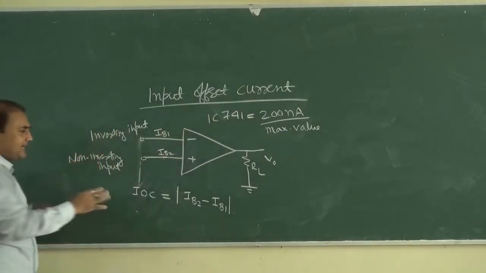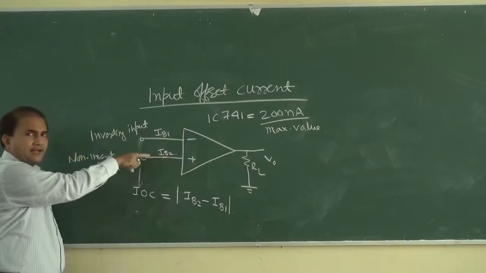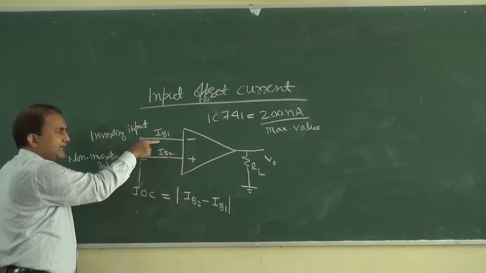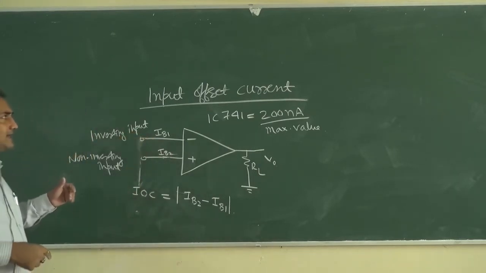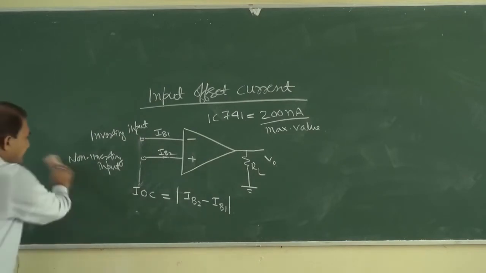So how is it calculated? It is equal to mod of IB2, the current flowing in the non-inverting terminal, minus the current flowing in the inverting terminal. In this way we can determine the input offset current in an operational amplifier.